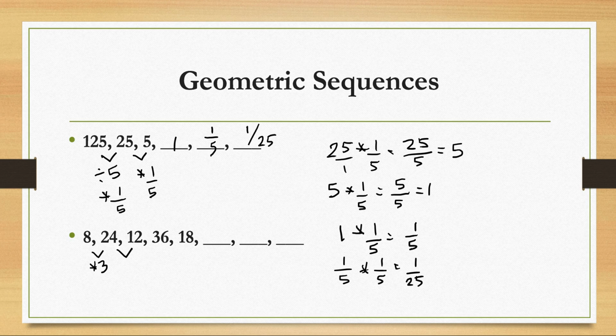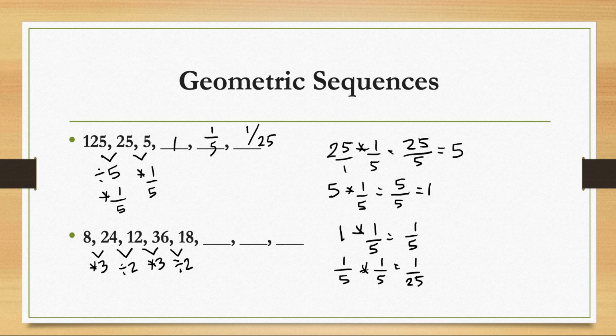How do we go from 24 to 12? 24 divided by 2 would give me 12. How do we go from 12 to 36? 12 times 3 is 36, and we see that pattern emerging there. How do we go from 36 to 18? 36 divided by 2 gives me 18. So our pattern is that we're going to multiply by 3 and divide by 2.